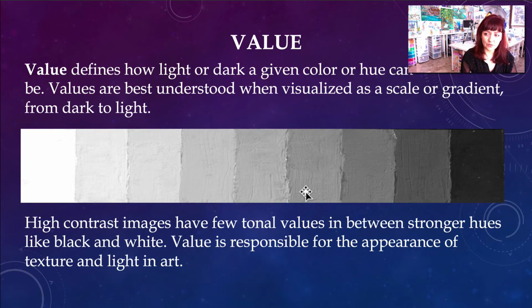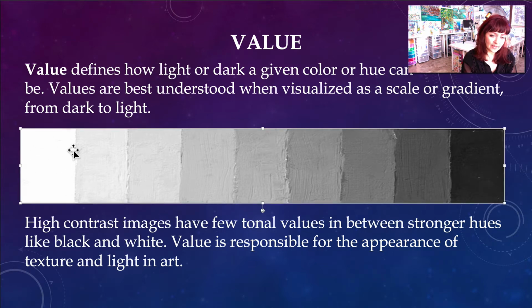That actually brings us to value. Value is basically the lightness or darkness of a color. The easiest way to understand this is to look at black and white. They have the highest contrast. If this is your white on this side, and you add a little bit of black to it, it becomes a light gray, almost like a silver. If you add more black, it becomes a little darker, and more black, so on and so forth, all the way until you reach black.